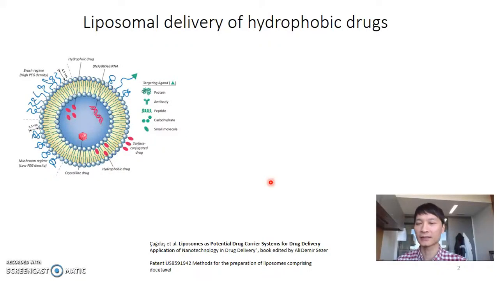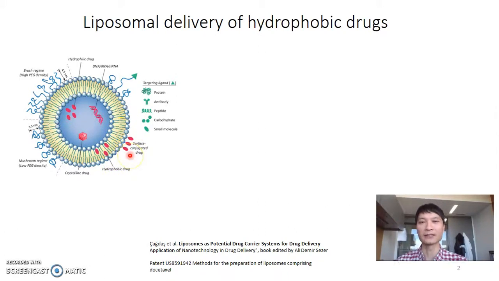So in this slide, you can see that we can view liposomes as a nano-sized cell with a lipid bilayer. And we can use this structure to deliver a variety of drugs, including hydrophobic and hydrophilic drugs. For hydrophilic drugs, we can put them in the inner aqueous core, as I pointed out in the slide. For hydrophobic drugs, we can put them in the lipid bilayer.